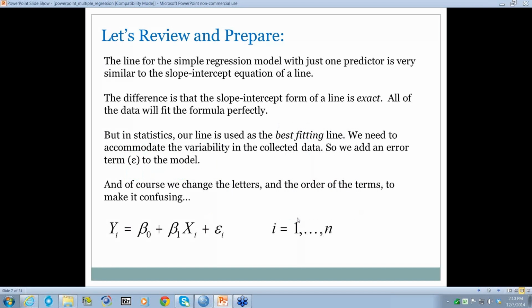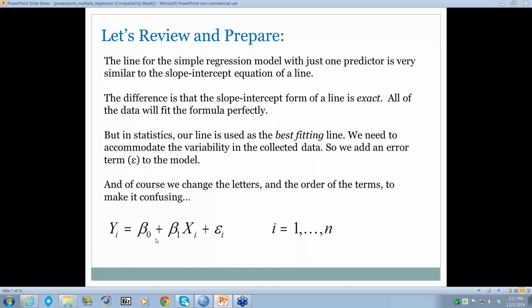And we need to accommodate the variability in the data you collect. So we add an error term, which is this little epsilon. We add that to your model. And of course we have to change the letters because we have to make it confusing, because that's statistics. So we would change the order of the terms also a little bit.